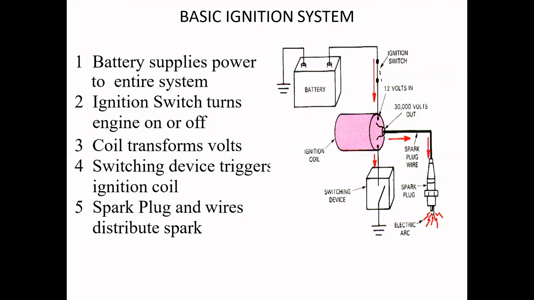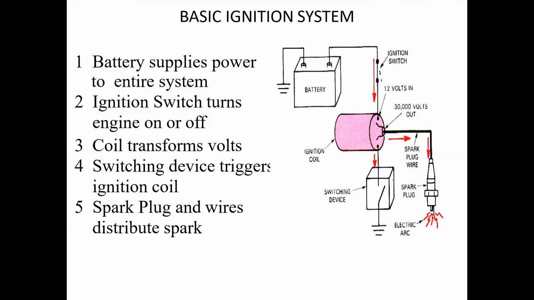Okay, and second one, you can see the ignition switch. As far as the ignition switch is concerned, this switch is used to make the engine on or off. Once it is turned on, the engine will be on. When it is turned off, it will be off. The ignition switch is used by the driver to make the engine on and off.